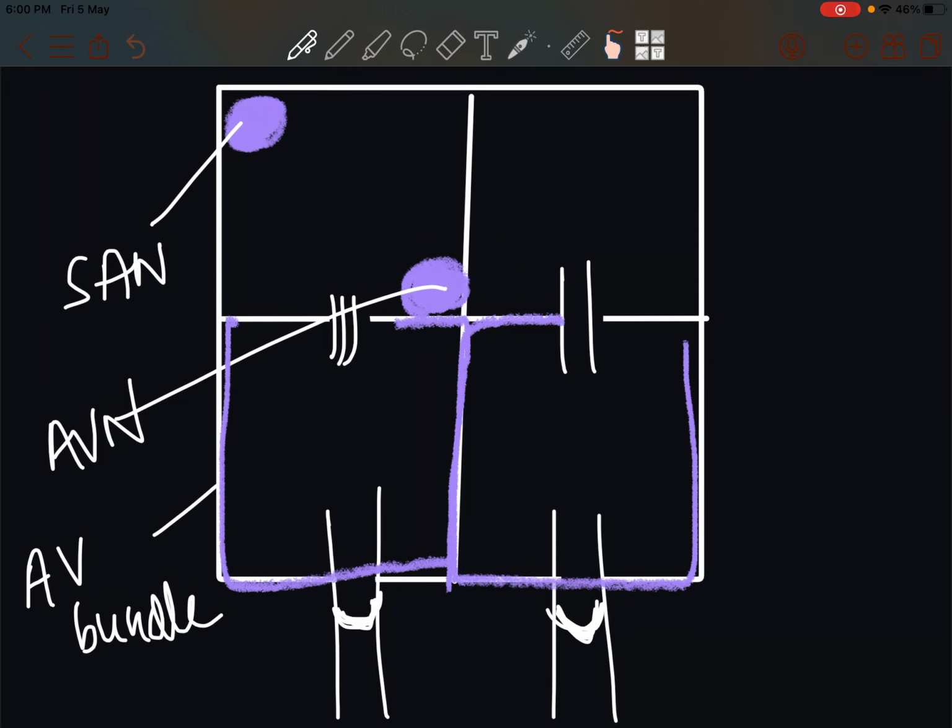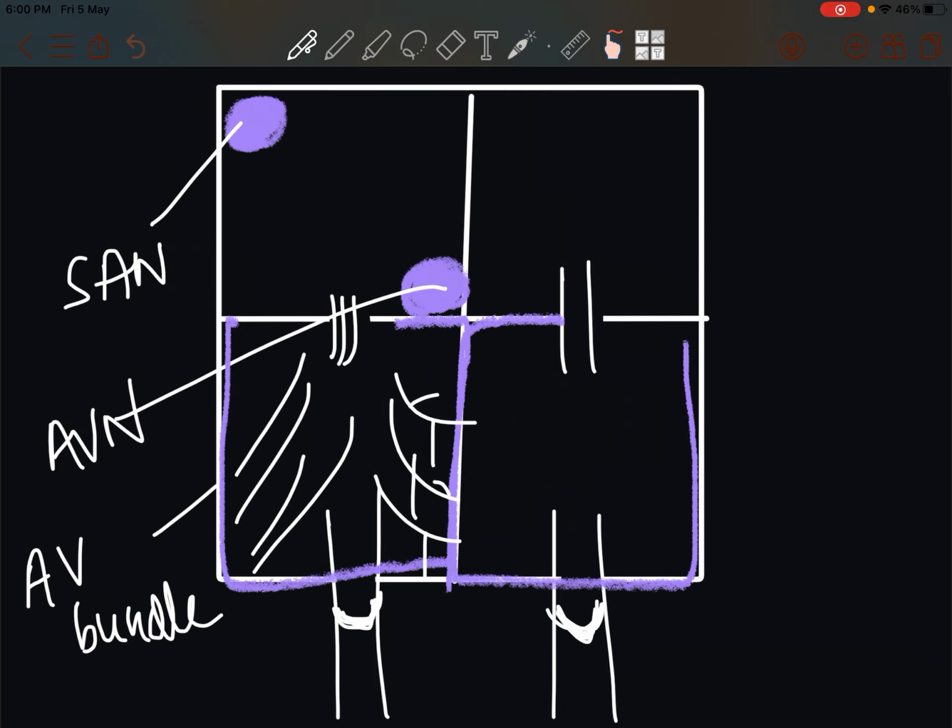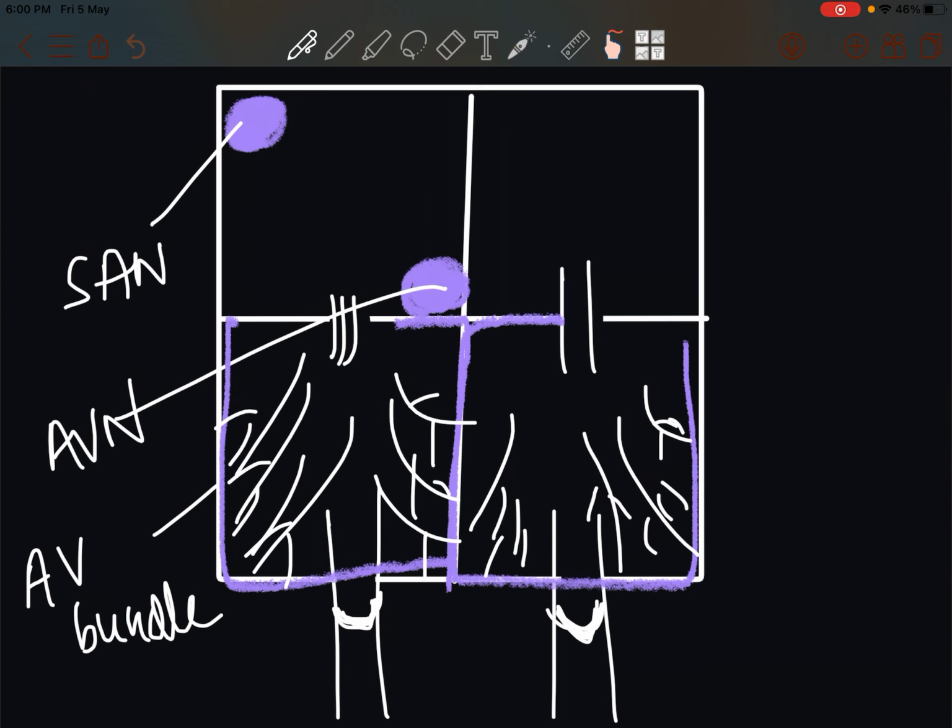Purkinje fibers are the main ones. The bundle is just to spread the signal, but it's mainly your Purkinje fibers, which are present everywhere throughout the ventricle. They help in spreading the message throughout the ventricles, like this, like this. So it spreads throughout the ventricle.